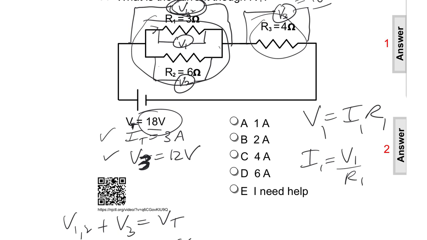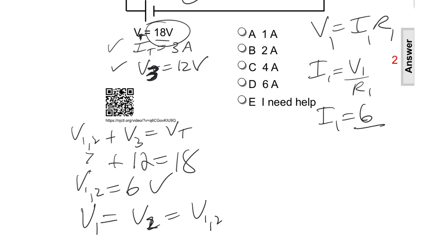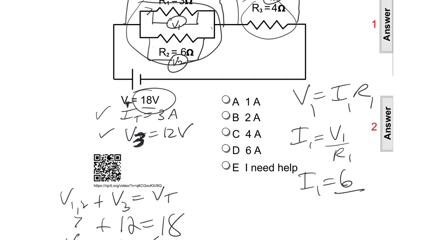So I know that V1 equals V2 equals V12, the total voltage across that pair of parallel resistors. So I know that equals 6 volts. So I can put 6 here, and then R1 is given as 3. So that comes out to 2 amps.